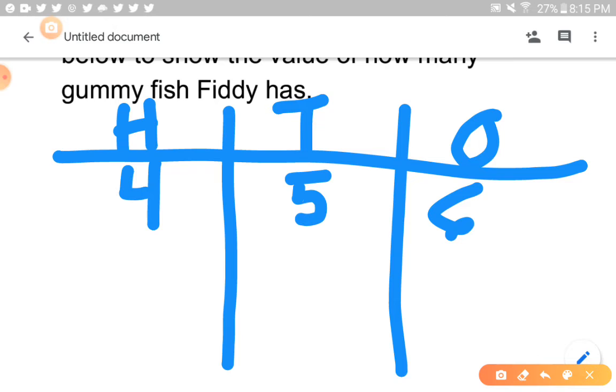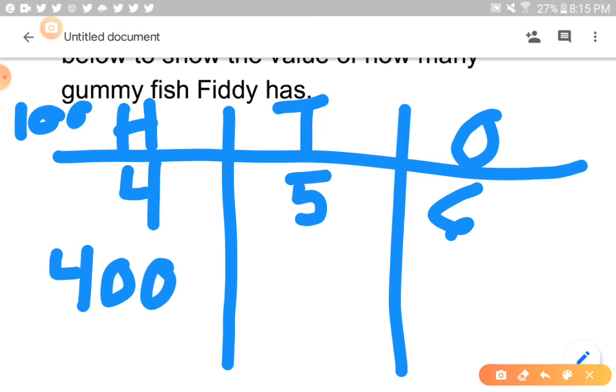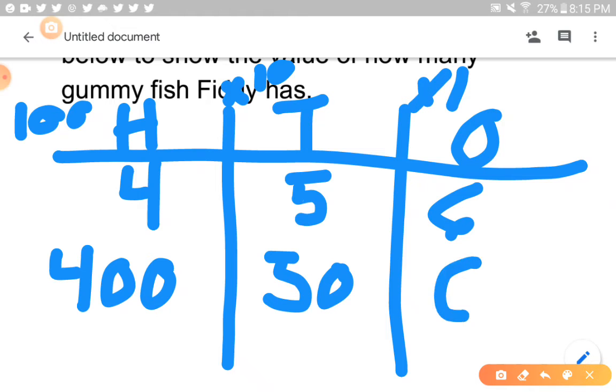Alright, so there are 400s of gummy bears he has. We just have to times that by 100, and we would get 400. So basically, we have the amount 4, and we want to times that amount by 100, and we get 400. And as for 5, we want to times that amount by 10, and we get 50 gummy fish. And then we want to times the amount by 1 for 6, which would just get 6.